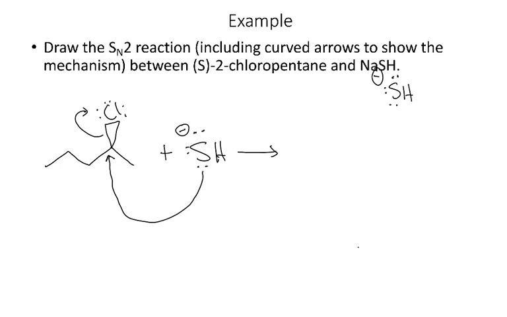And so now, for my products, the sulfur, or the SH, is going to be attached to that carbon 2, but remember the inversion of configuration. So I started out with the S, and now I need to have the R. So that SH is going to be, instead of a wedge, I'm going to want to draw that as a dash, and then we're going to have our chlorine coming off.